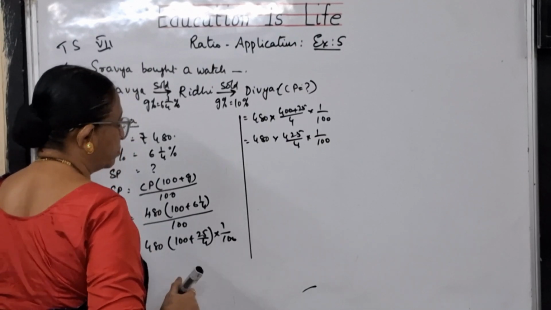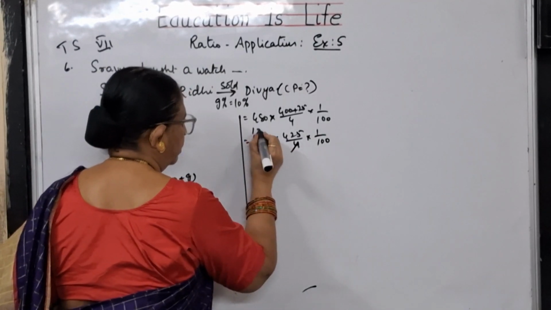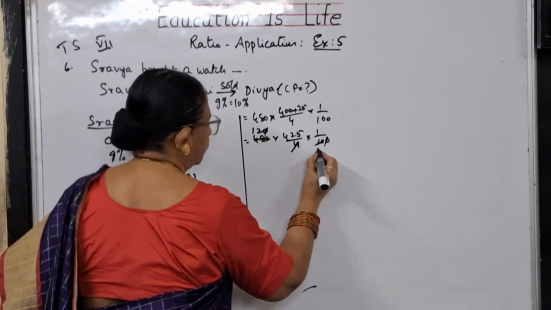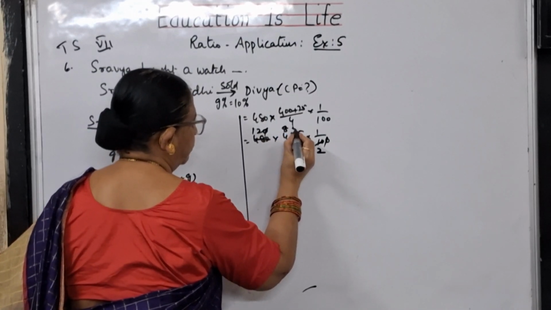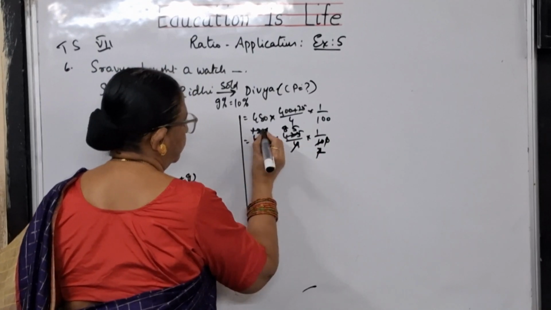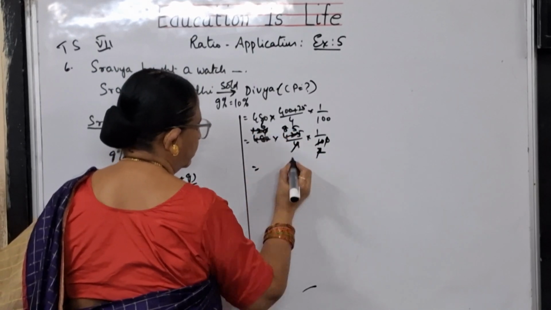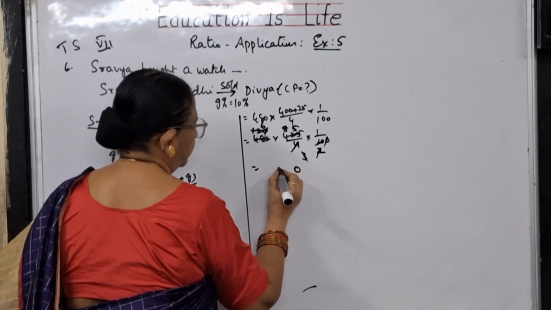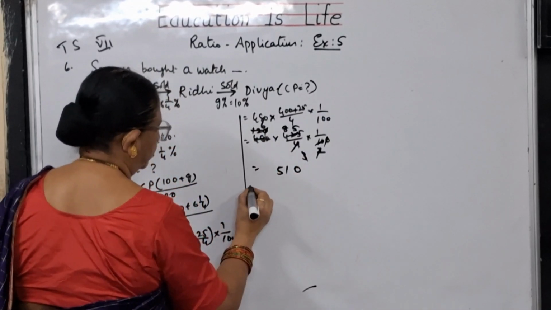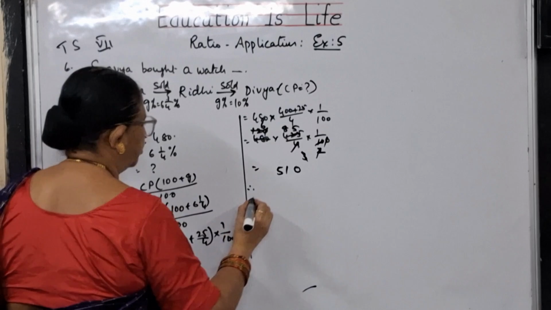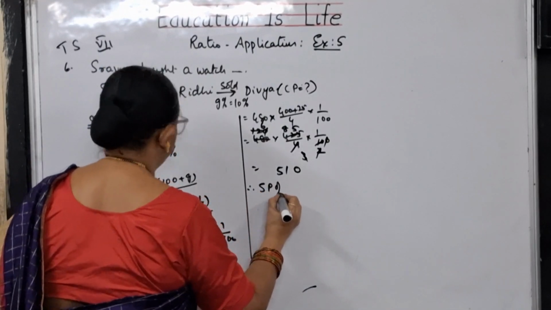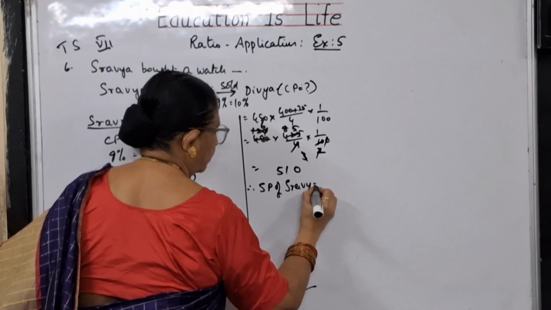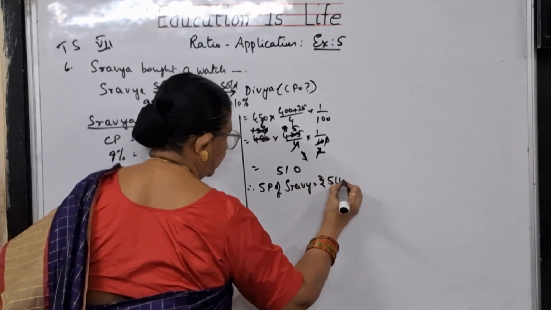So here 4 ones are 4, 4 twos are 8, 0 and 0 will get cancelled. 5 twos are 10, 5 eights are 40. 5 fives are 25. 2 ones are 2, 6 fives are 30, 6 eights are 48, 51. Therefore, what is the selling price? Selling price of Shravya is equal to rupees 510.